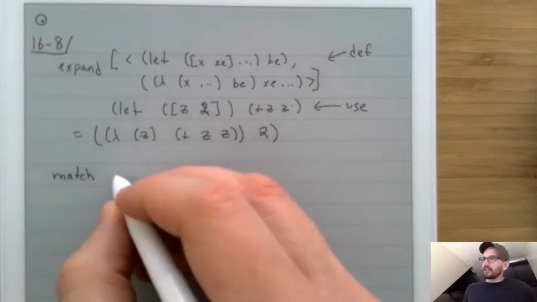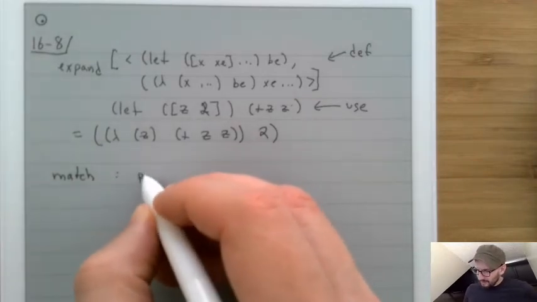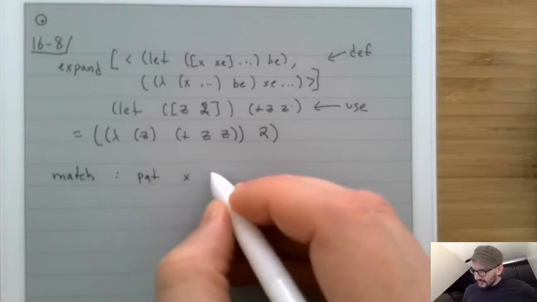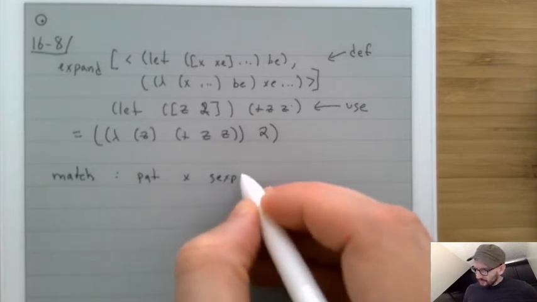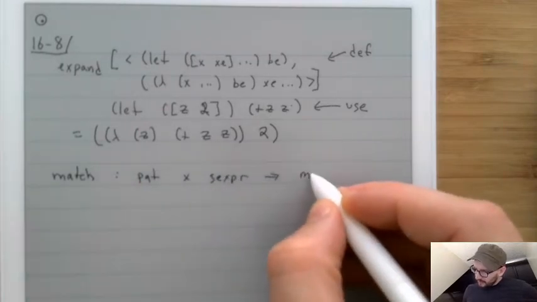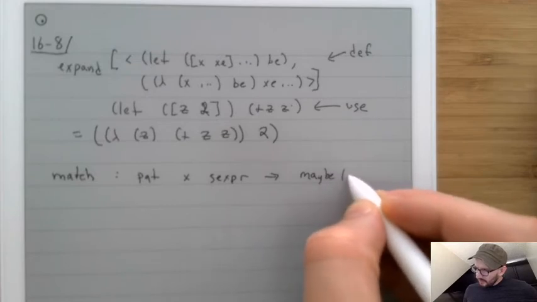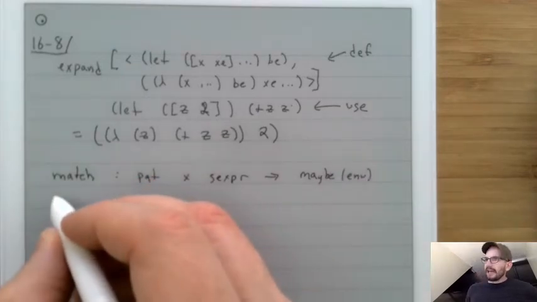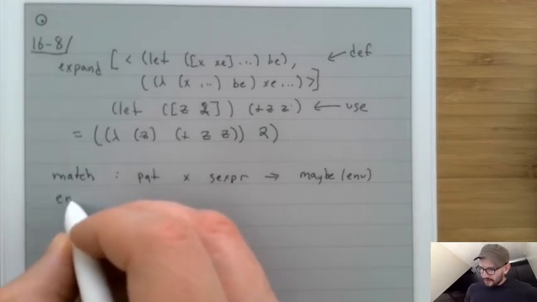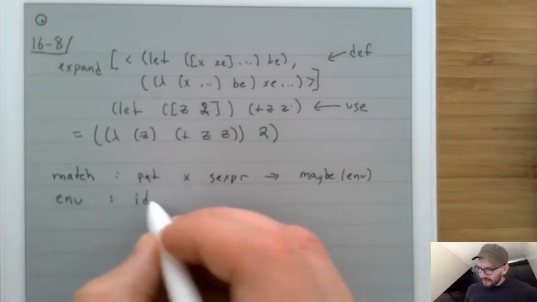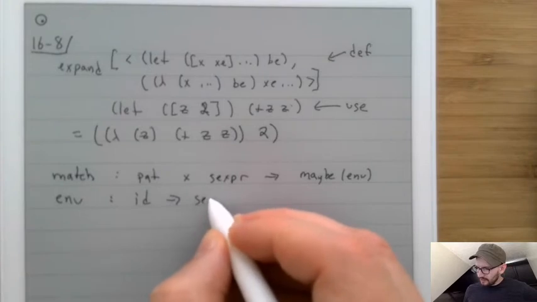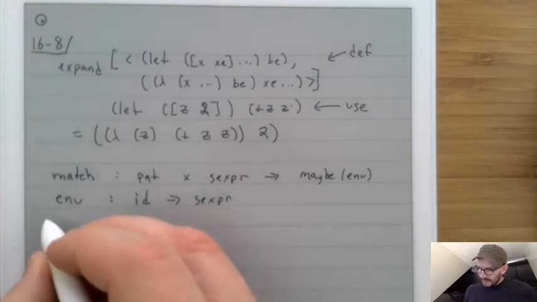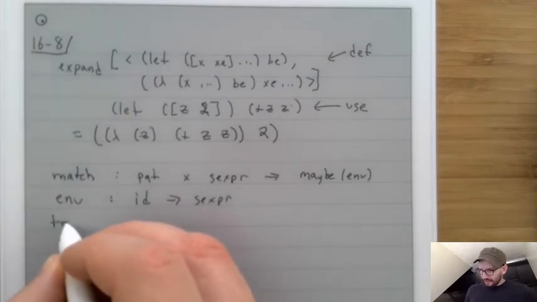So what match is going to do is it's going to take a pattern and an S expression, and it is going to return false or an environment. And an environment is a mapping from identifiers to S expressions. And then there's going to be another function that's called transcribe.